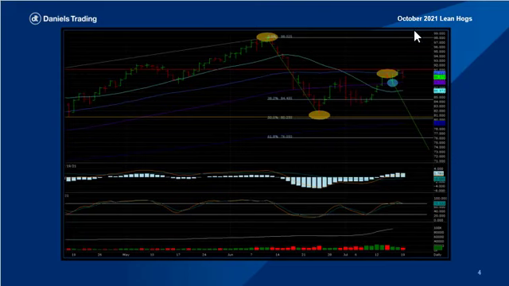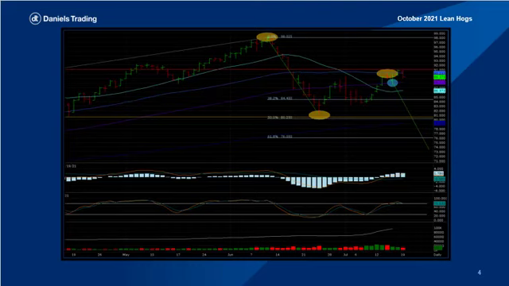Moving along to the next chart, this is October 2021 lean hogs. Now we already have a working order in this market, but it hasn't been filled yet. That trade recommendation was sent out on Thursday, July 15th. So I wanted to bring this back up because there is no fill. If you missed the opportunity to put in the entry, it looks like that may come this week.